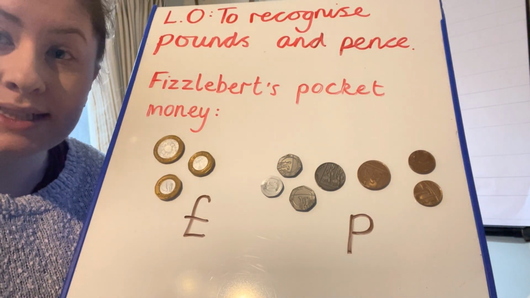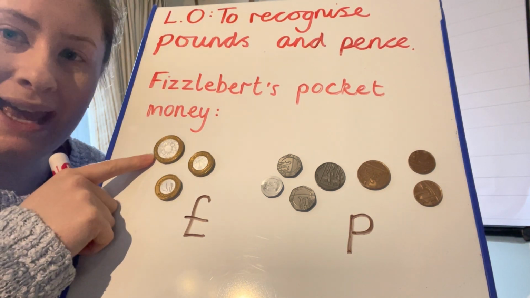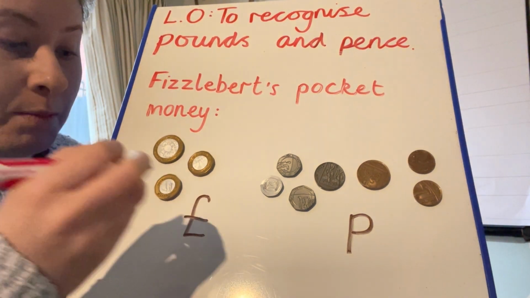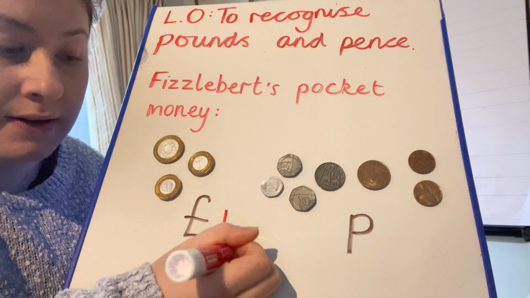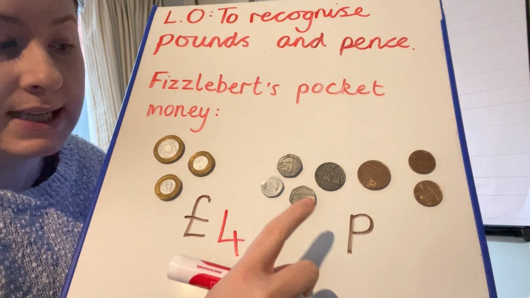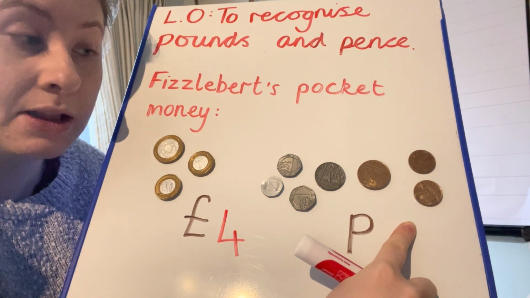So I'm going to have a look to see how many pounds I've got first of all. So I've got £2, add a pound, makes £4. So I'm going to put that here, £4. Let's have a look at the pennies. Now you can see I've put the silver coins here and the copper coins here, just again to help myself.